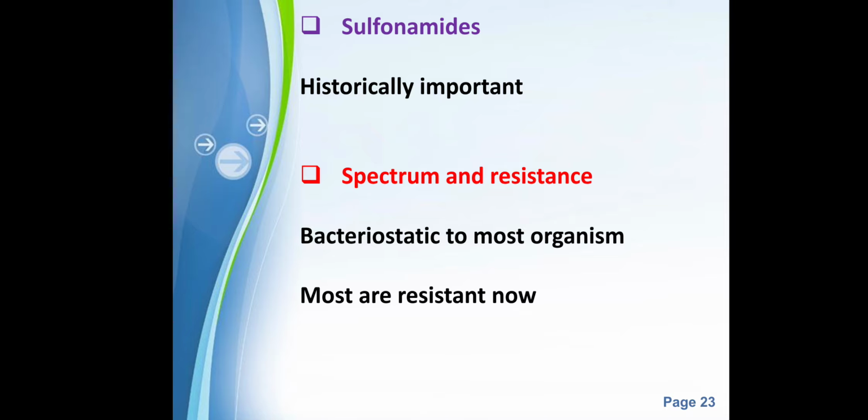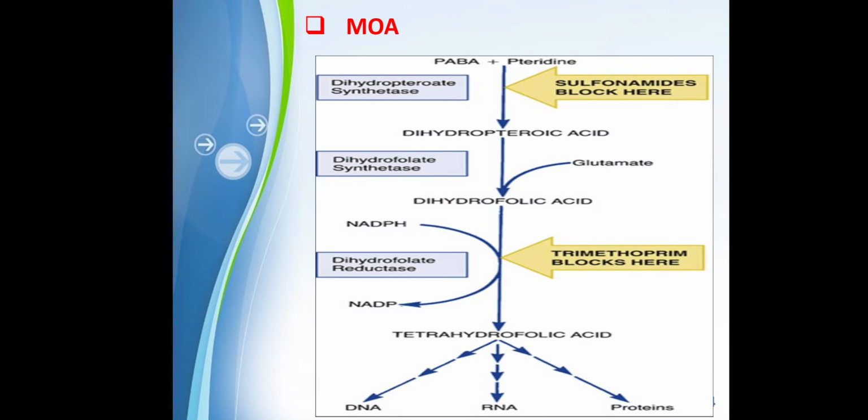Spectrum and resistance. They are bacteriostatic. Now this terminology you must have come across during your introduction session. Static means that which inhibits replication but does not kill the bacteria. And bacteriolytic kills the organism. In the animation we saw that fluoroquinolones lyse the whole bacterium in the end. So fluoroquinolones are bacteriolytic, not static, while sulfonamides are bacteriostatic. They bring the bacteria to a dormant stage but do not destroy them. So for most organisms it is bacteriostatic, and most are resistant now. So most of the organisms are resistant now.